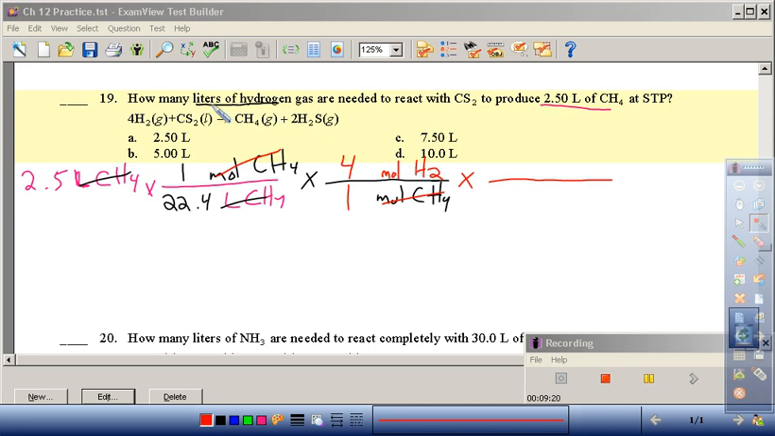I'm in moles of H2, but I want liters, so I got to keep going. I'm going to take the units, put them down there. I can go now to liters. It's always 1 mole, and it's always 22.4 liters. And I'm going to multiply across, divide by what's on the bottom.